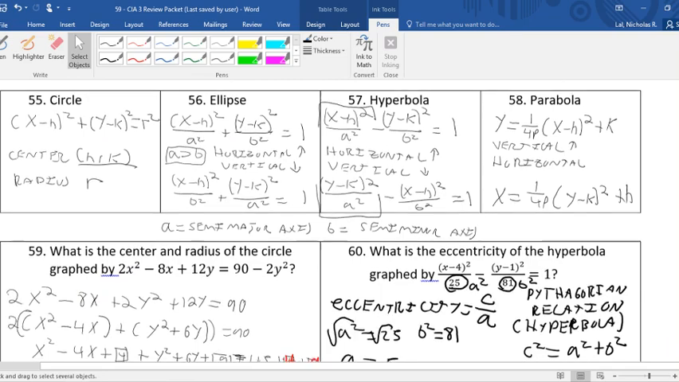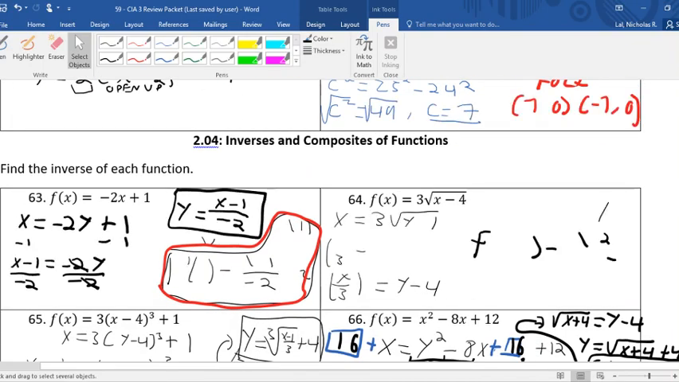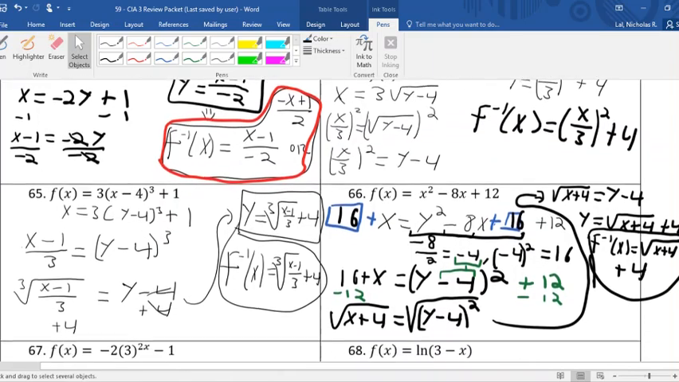Okay, sorry. The screen's glitching a little bit here, but I can keep moving down as this thing buffers.